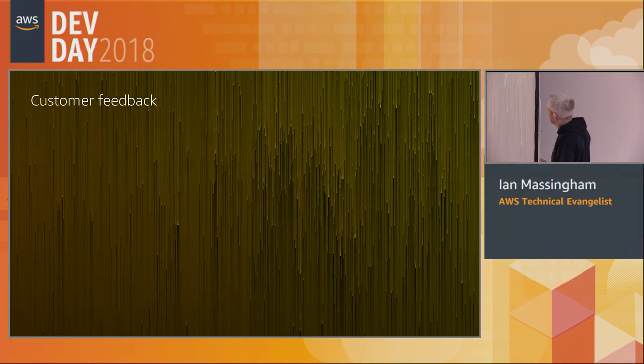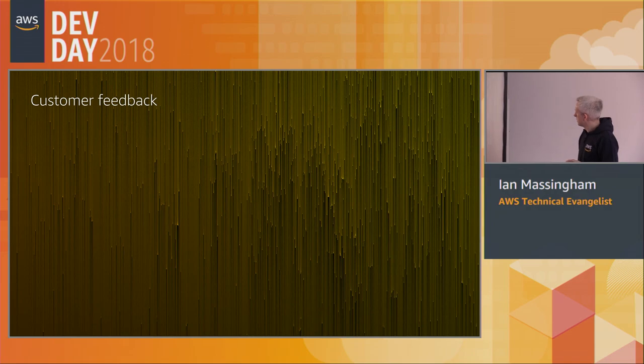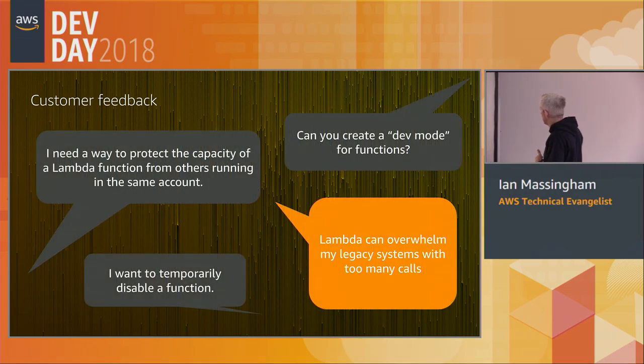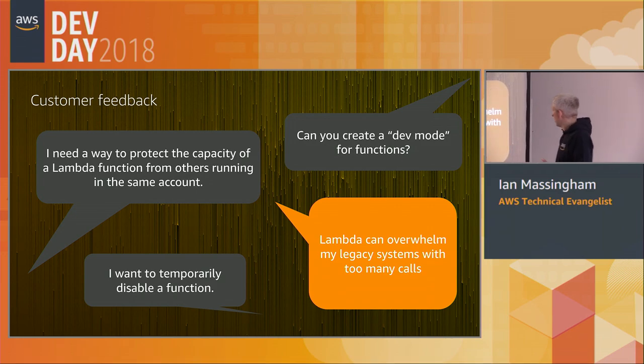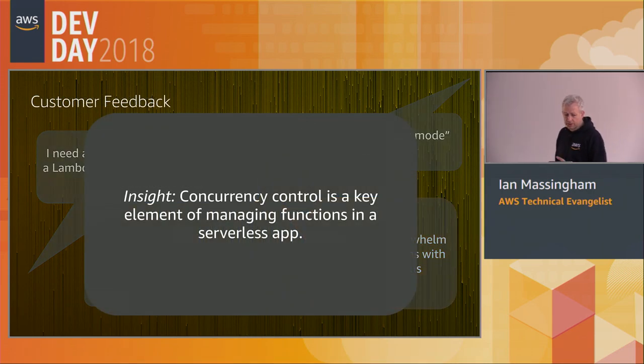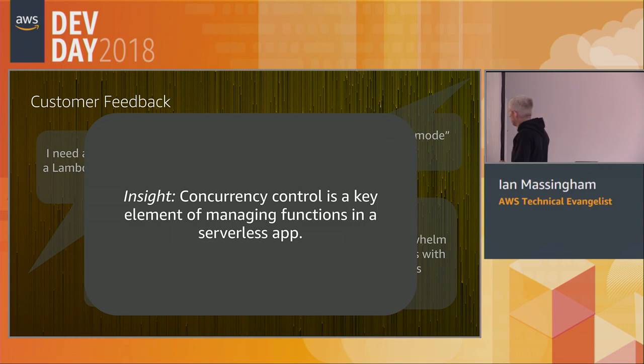Build out. It's stuff like this. Control concurrency, allowing functions to be run with very low concurrency for development purposes and then unthrottled when they're designated as prod. Or temporarily disabling functions. And what that really boils down to is that concurrency control is really important.